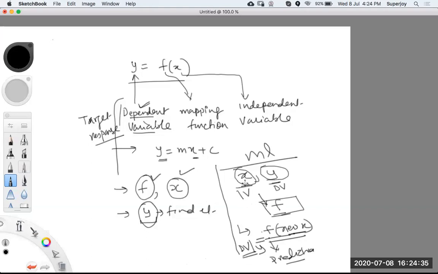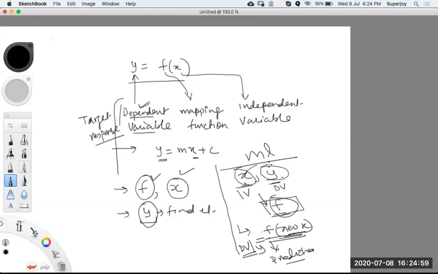In machine learning, what is given to you? You are given X and Y. Using X and Y, you can easily identify the mapping function. And once that mapping function is known to you, you can easily find out the value of Y for a new value of X. This happens in case of machine learning. Isko machine learning kehte hain.